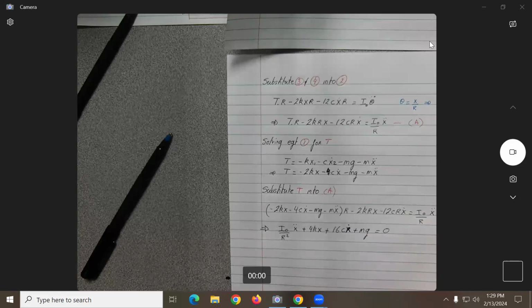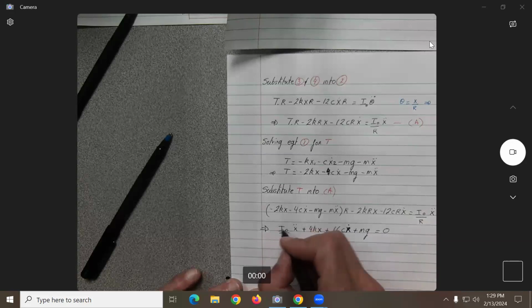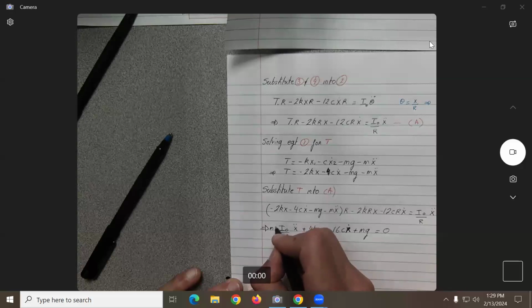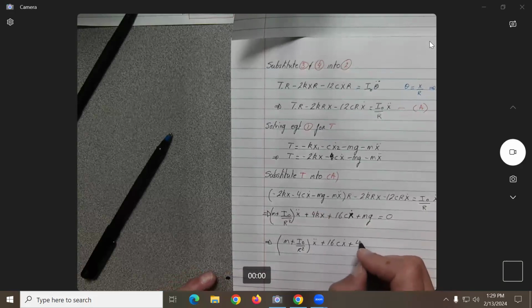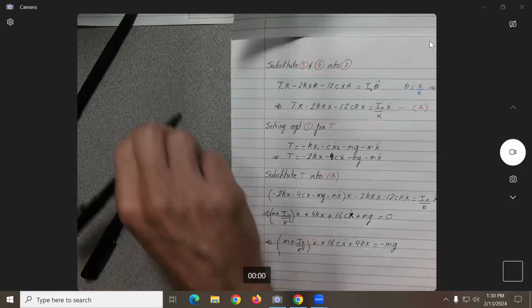Oh, yeah, so this should be here. This then becomes m plus this one, which doesn't make sense. Okay, so let me just rewrite this. This becomes m plus I sub naught over r squared, x double dot plus 16cx dot plus 4kx equal to minus mg.